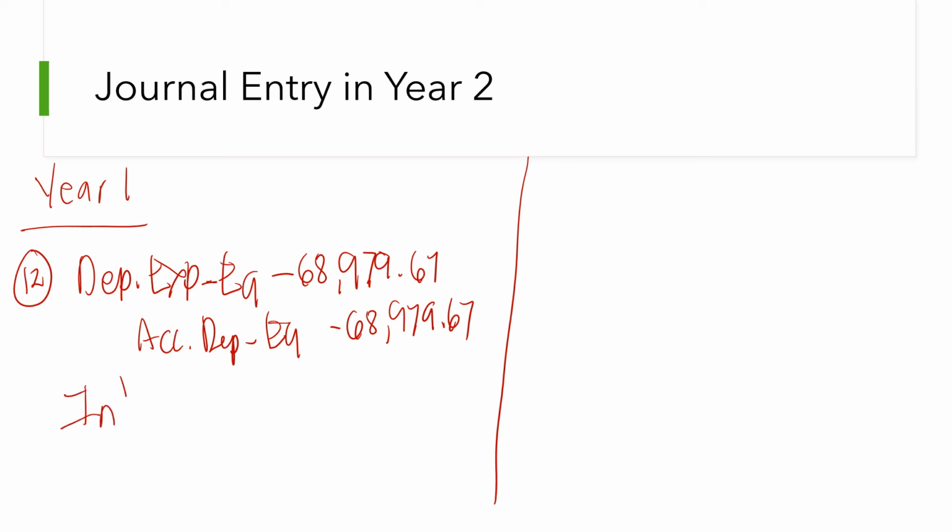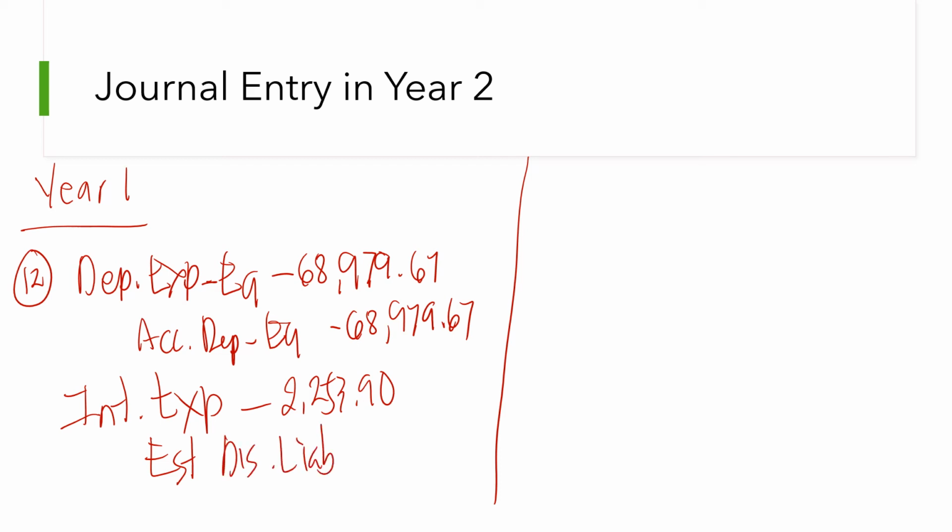So debit to interest expense, 2,253.90. Please refer to the amortization table. And credit to estimated dismantling liability of equipment for 2,253.90. So this is the estimated dismantling liability. This is an increase in liability.